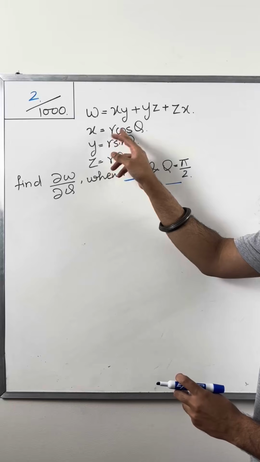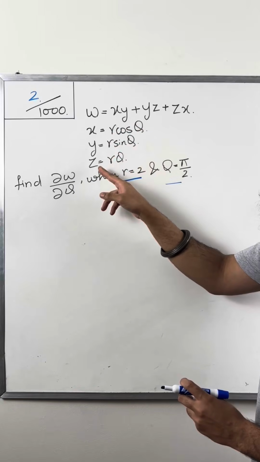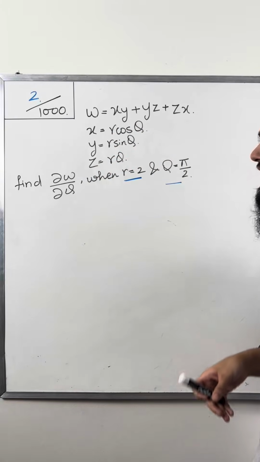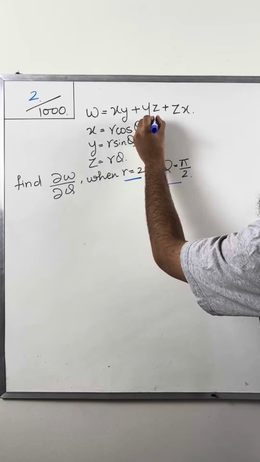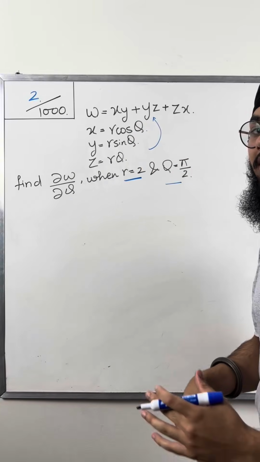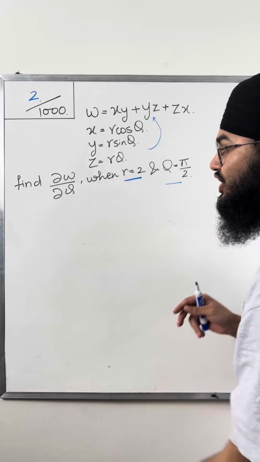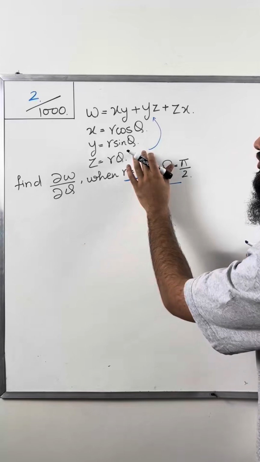x in this case is r cos theta, y is r sin theta, and z is r theta. Now we can plug all these values in this equation and then take the derivative. But today, let's use the chain rule of multivariable calculus to solve this equation.